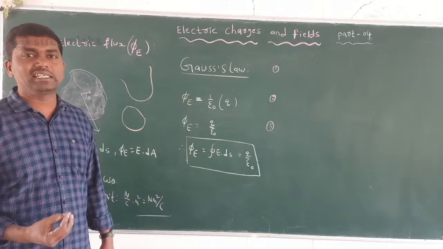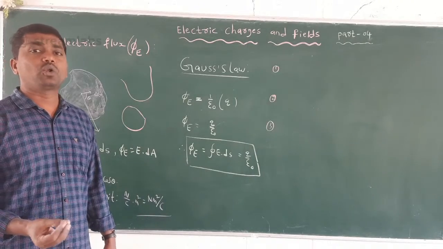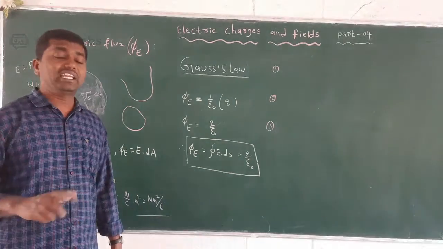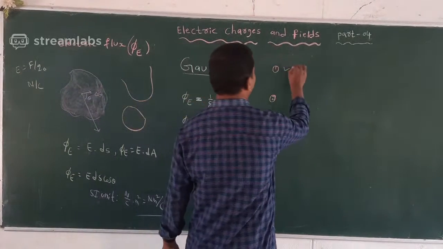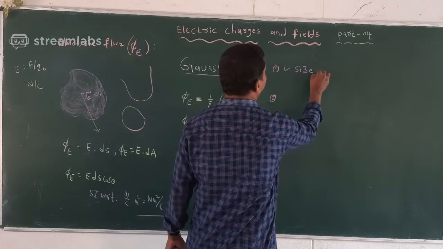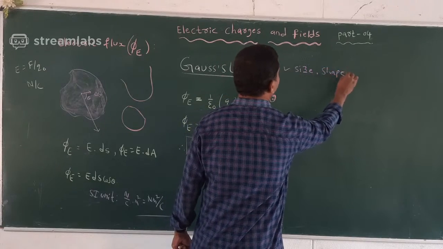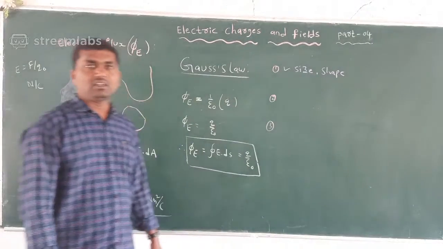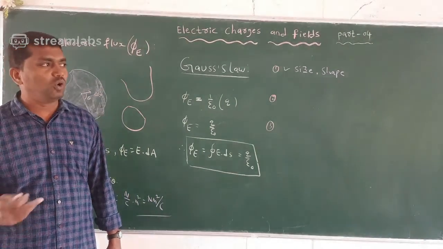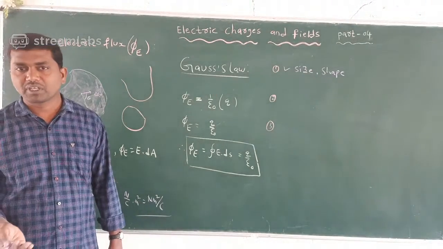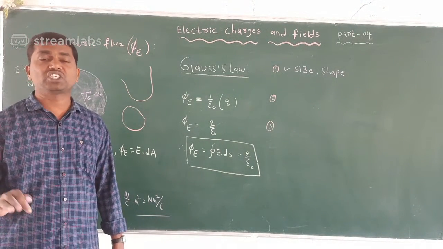The Gauss law is applicable to any closed surface of any shape and size. So the first point we are saying is, we can take any shape and size. The Gauss law is applicable, holds, is valid for any surface of any shape and size.